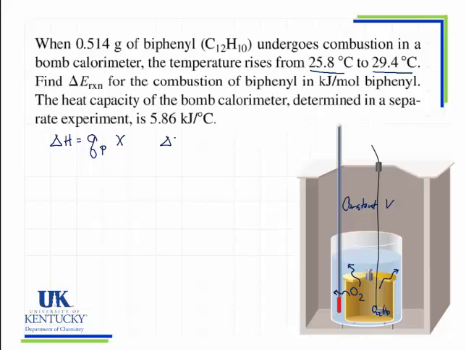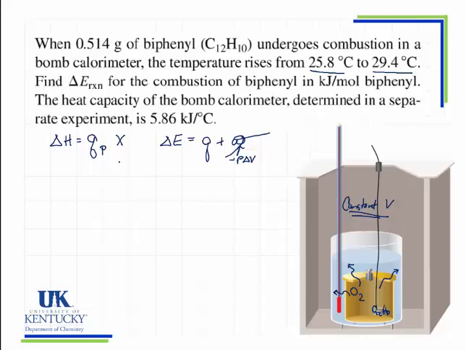But this is what we know about delta E. Delta E equals Q plus W. And we know that work is minus P delta V. Since the volume is constant, then delta V is 0 and there's no work term. And that means that when we figure out the Q of the reaction, we will know the delta E.